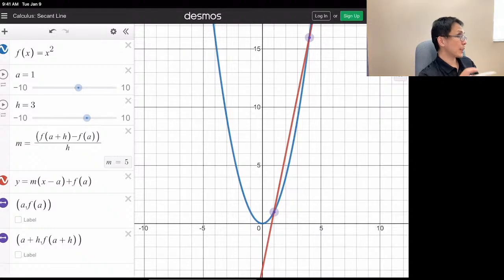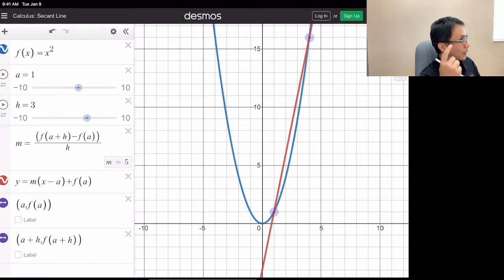Now also, what do you see? Do you see the m equal to 5? Do you see that m equal to 5? That is the slope. Why is that the slope? m is equal to f of a plus h minus f of a, over h. The a starts at 1.